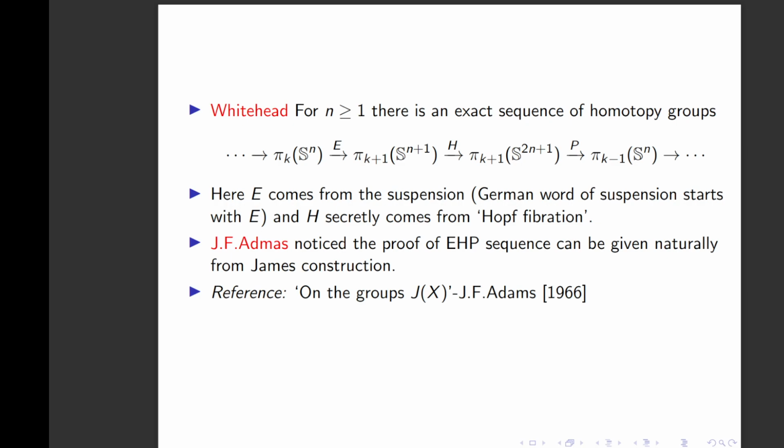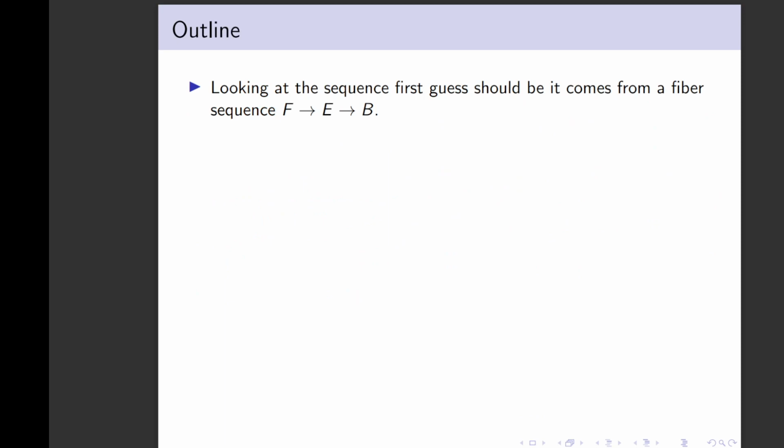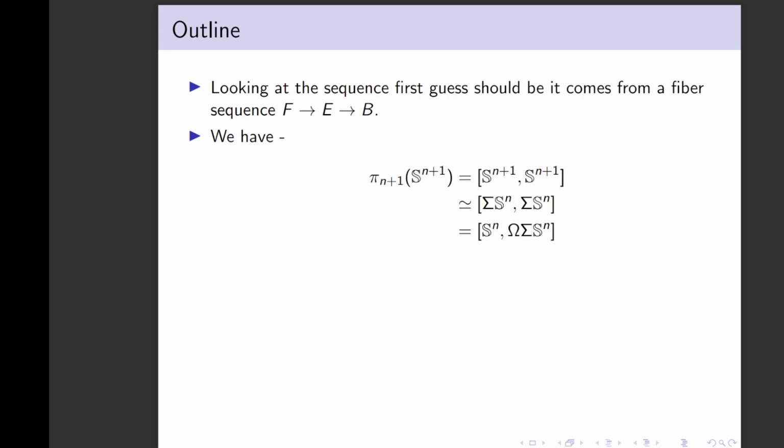See, that's what I want to say. Whitehead did it in a very peculiar way. But if you follow the path of James, he proved that this comes from a fiber sequence. So that's what I wanted to say, but I won't say much about this. So let's see. Whenever we have a fiber sequence like this, we will get a corresponding long exact sequence in homotopy groups. I think Somo will talk about this in the afternoon. So our guess should be that the long exact sequence comes from some kind of fiber sequence, and we will try to guess what the fiber sequence is.